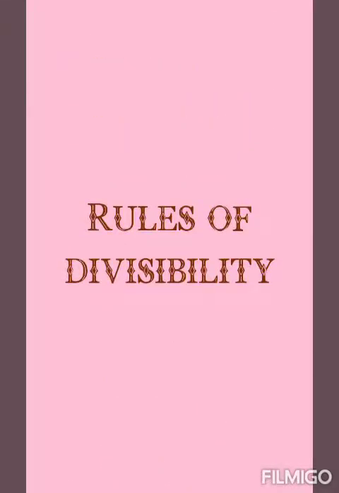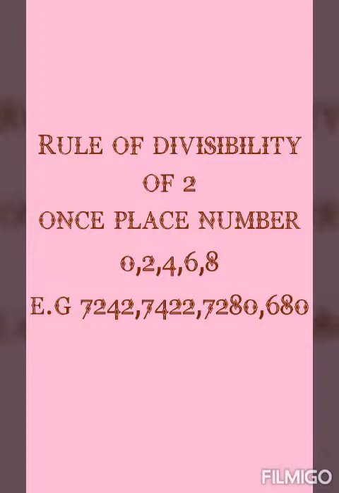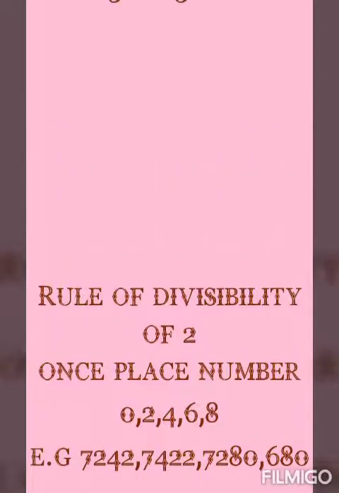Now students, rules of divisibility. To find the factors, these are compulsory. Starting from 2, the rule of divisibility of 2. Students, in this rule, when we have a great number, the digit at the place value of ones, or we can say the last digit, if it is 0, 2, 4, 6 or 8, then the whole number will be divisible by 2. Here in the examples, you can see we have the last digit either 0 or 2. So these numbers are all divisible by 2.